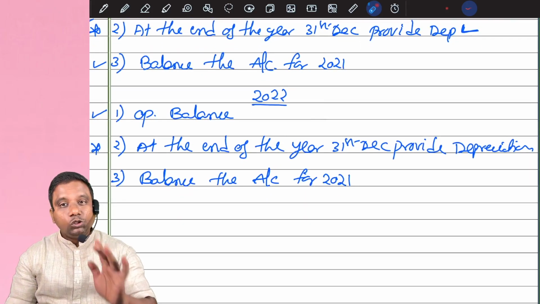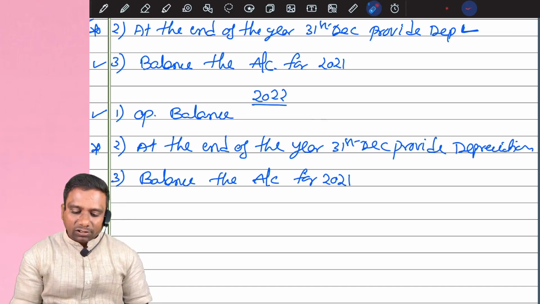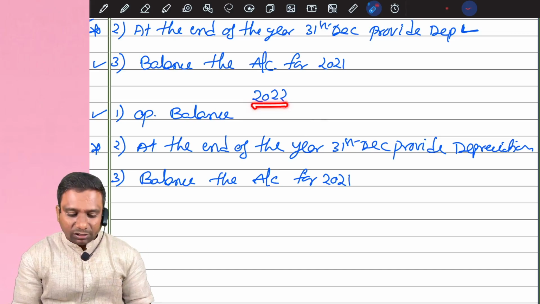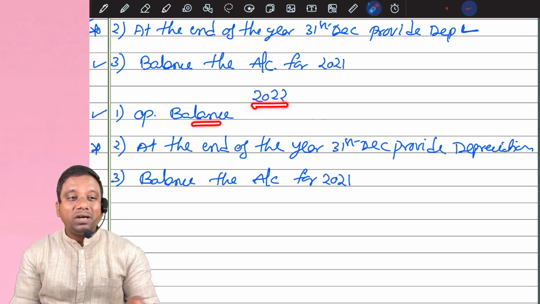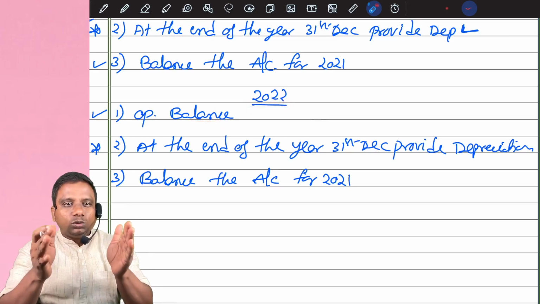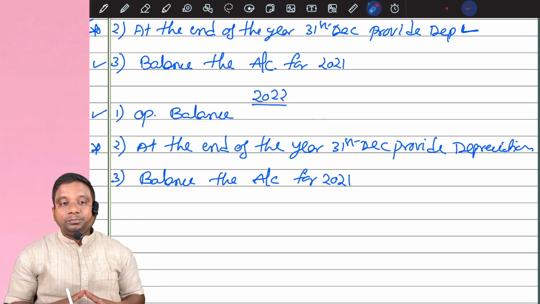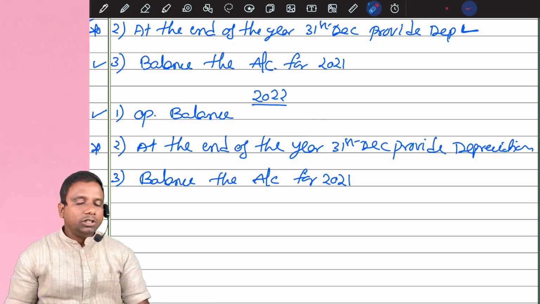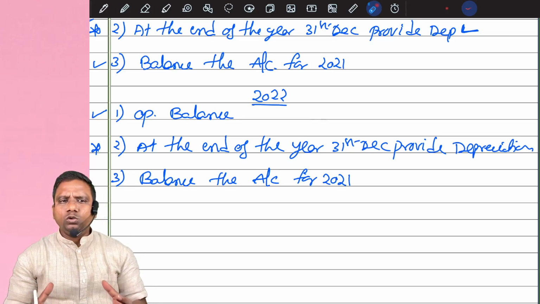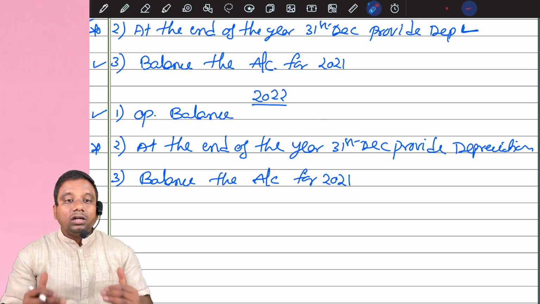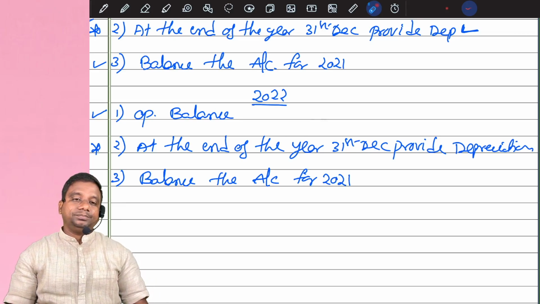Now go to 2022. Two years they have asked, na? In 2022, the machinery account starts with the opening balance. Write down the opening balance, to balance brought down. Again, check what happened during 2022. There may be two possibilities. One, purchase of asset. Two, sale of asset. Only two possibilities: purchase of a new asset or sale of an existing asset.